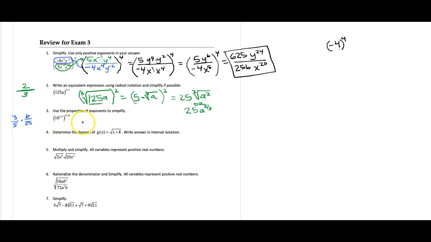And so I still keep that base of 10, I'm so sorry. And now I have 3 times 6 is 18, so that's my numerator. And then 5 times 25 is 125, so that's my denominator. So 10 to the 18 over 125 power. And that's really hard to tell that that is a power written that way, so let me rewrite it maybe like this.